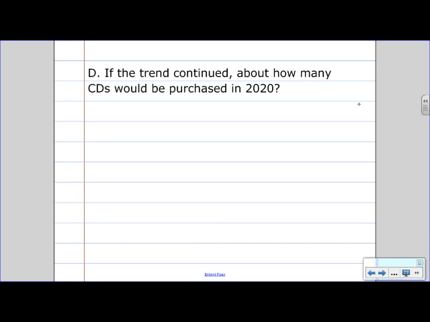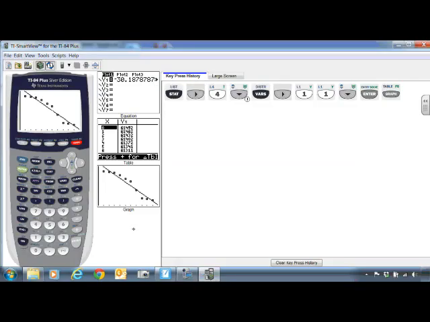So now the next question says, if the trend continued, about how many CDs would be purchased in 2020? So this question is asking us to make a prediction based on our trend line. So we need to go back to our calculator one final time to make a prediction. Okay, so now that we're back at the calculator and we have our trend line, now we need to make a prediction. So we're going to go to second window, which is table set. And here we're going to tell the calculator where we want our table to start. And so since we're trying to make a prediction for the year 2020, we can actually start our table at 2020.